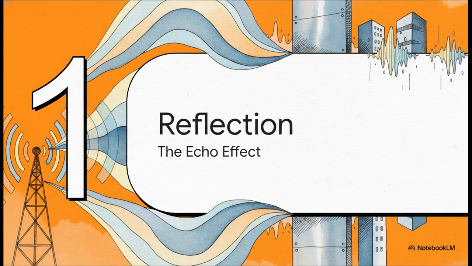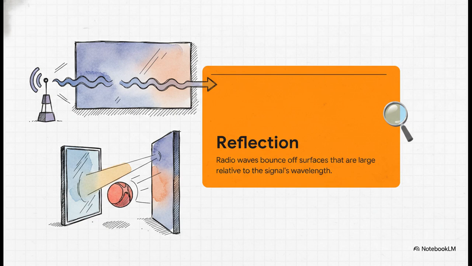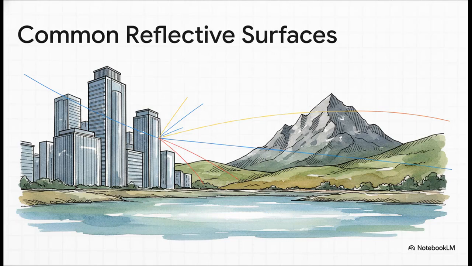First up is reflection. I kind of like to call this one the echo effect, and you'll see why in just a second. So the textbook definition is pretty clear. Reflection is what happens when a radio wave hits a surface that's large compared to its own wavelength. When that happens, it just bounces right off. Think of it like a tennis ball hitting a wall or light bouncing off a mirror. Same idea. So what kind of surfaces are we talking about in our world? Well, they're everywhere. We're talking about buildings, the ground itself, hills and mountains, large bodies of water, and basically any big man-made thing you can imagine. These are the mirrors in our RF environment.